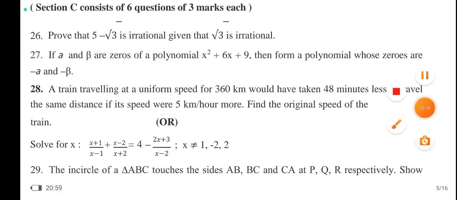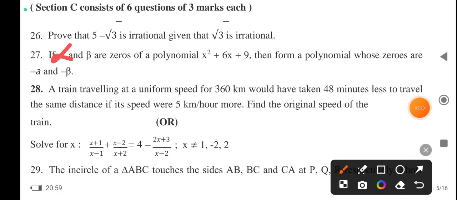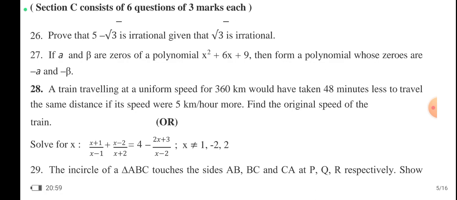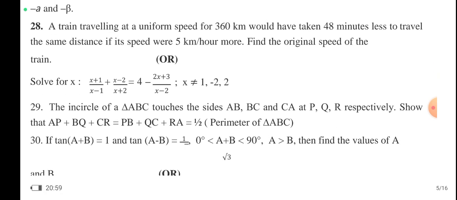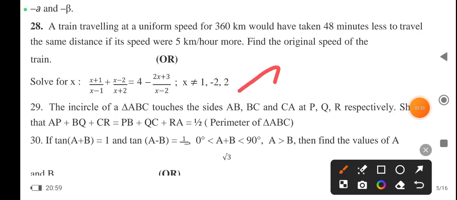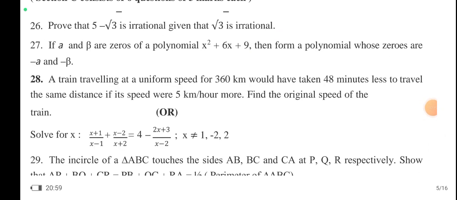27: here it is minus alpha. This is alpha, here also alpha. Alpha and beta, here minus alpha and minus beta, we wanted to form the polynomial. 28th is the train question, we all know. Then either type is a quadratic equation, we wanted to solve it and get the answer for 3 marks.